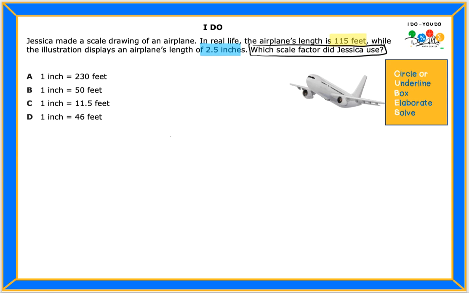Okay, this is a question of a scale factor with a circle, underline, and box. Now we're going to elaborate. For elaborate, we're going to use color coding and we're going to identify on one side the inches and on the other side the feet in this case. So I'm going to have inches here. And on the right side, I'm going to say the real airplane. It's in feet.